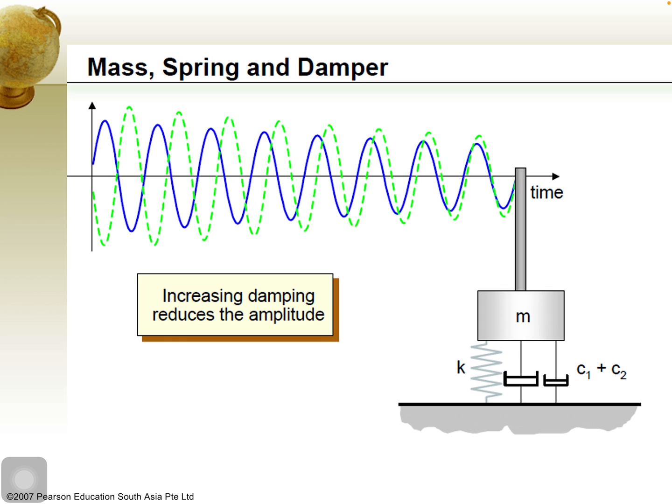Next, what happens if we add a damper? Previously there is no damper, but right now we have a damper right here. So if we add one damper, for example C1, what will happen is the green line. So that is for C1 alone.